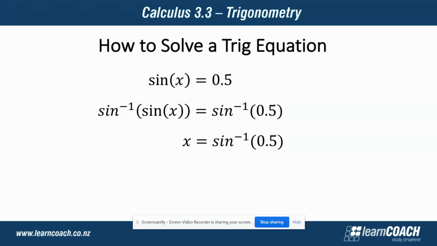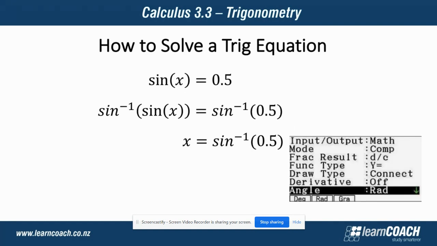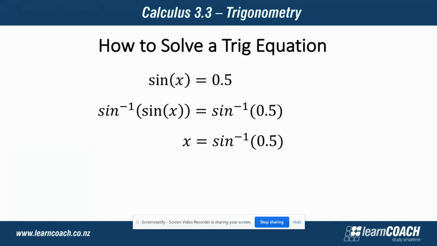And what is left on the left-hand side is the inverse sine cancels out the sine, which is the point of it, and leaves x behind by itself. And then we have sine to the minus 1 of 0.5, for which we need to remember to be in the correct mode in your calculator. So you should be in radians mode to solve this, rather than in degrees mode. You need to head for your settings in your calculator and reset that to radians if you haven't already.